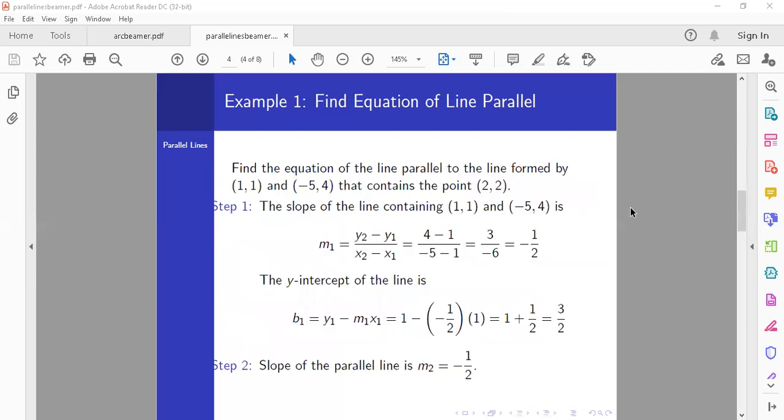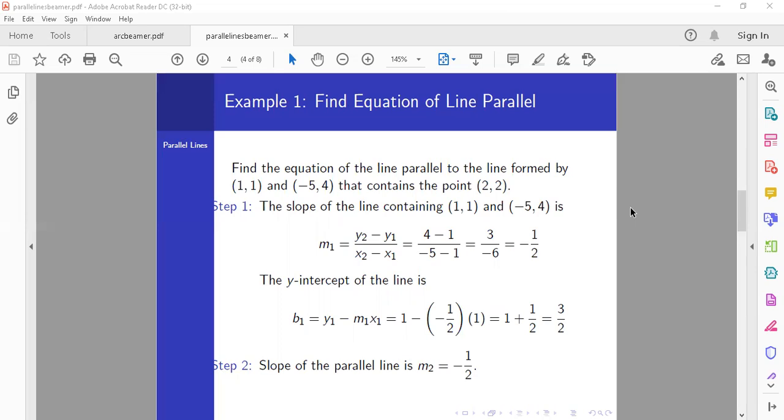For our first example, we'll find the equation of the line parallel to the line formed by the points (1, 1) and (-5, 4). The parallel line has to contain the point (2, 2). Our first step is to find the equation of the line formed by the points (1, 1) and (-5, 4). We find the slope, which is negative 1/2. The y-intercept is calculated here as well, and we find that to be 3/2. So the equation of our line is y equals negative 1/2 x plus 3/2.